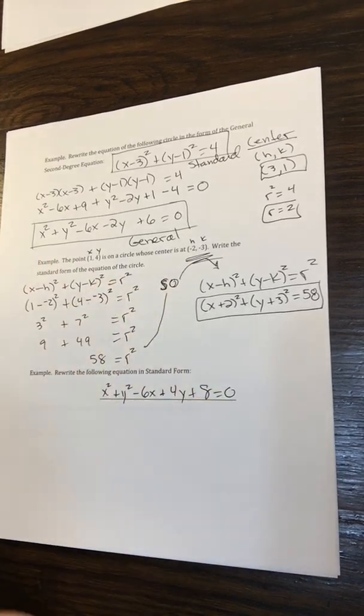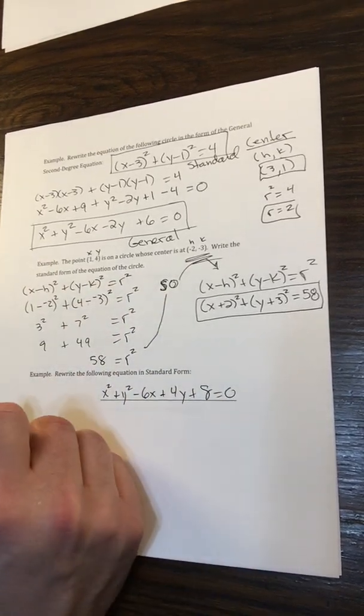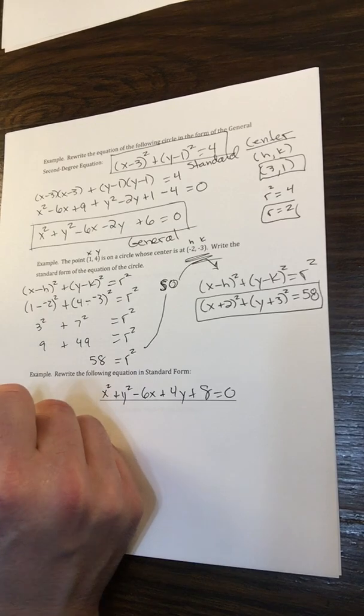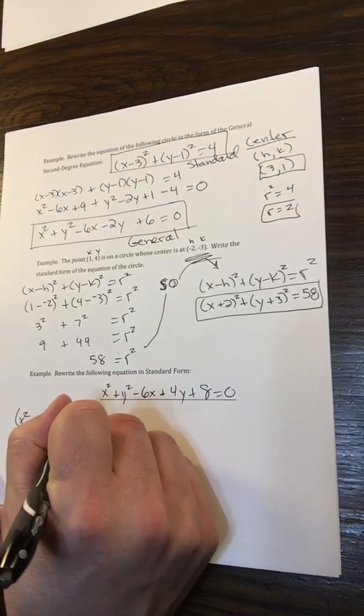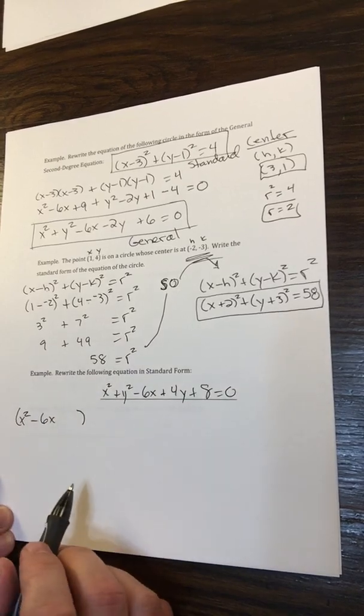twice. Okay, so I'm going to go over here and I'm going to put the x stuff together in parentheses. X squared minus 6x, and remember this, you leave the third spot open.